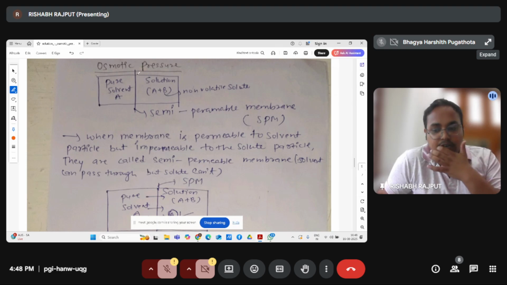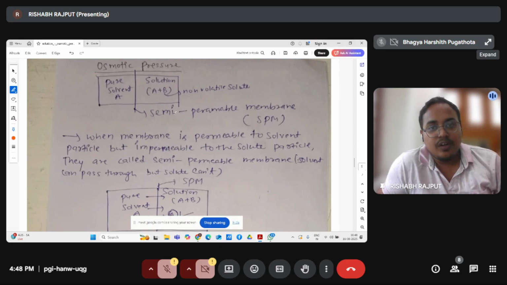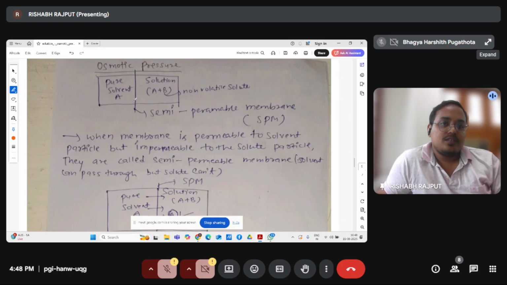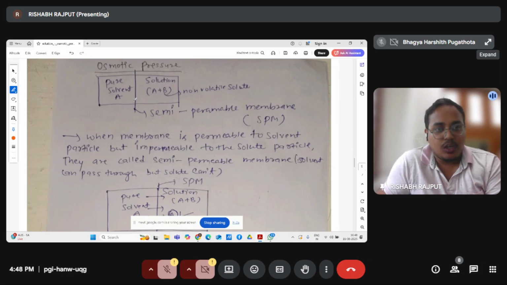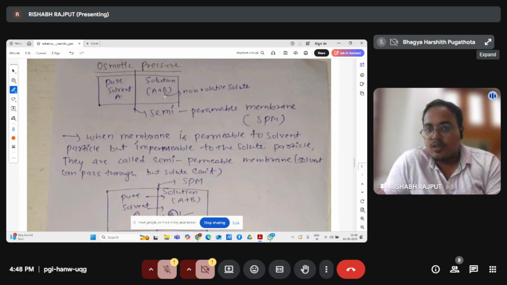If we have a container, in between the container we have one filter. We call this filter a semi-permeable membrane. On the left side of this filter we have pure solvent A, and on the right side we have a solution A plus B. In the solution, A is the pure solvent, but B is a non-volatile solid.